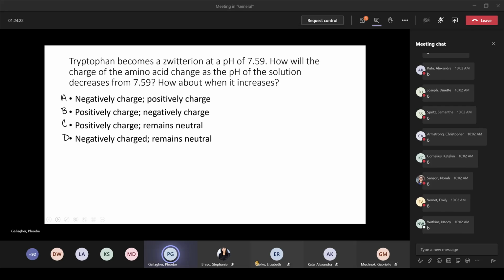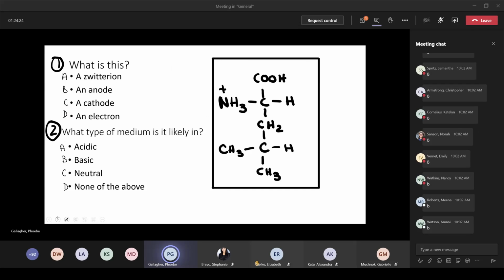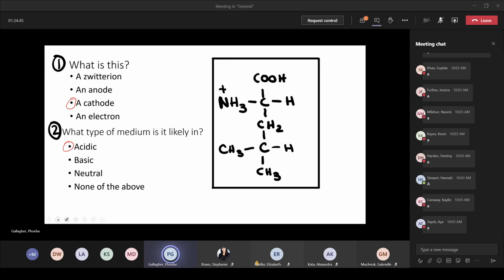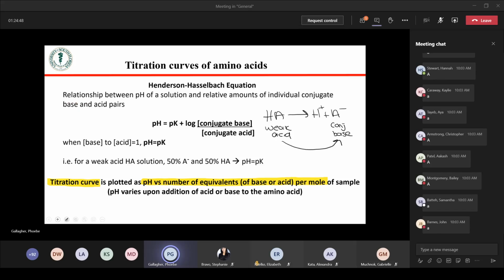Okay, awesome. It is B. This next question, since I was wrong about the cathode and the anode, don't worry about the first question, but just try the second question. Right, everybody's saying A, and that is correct.